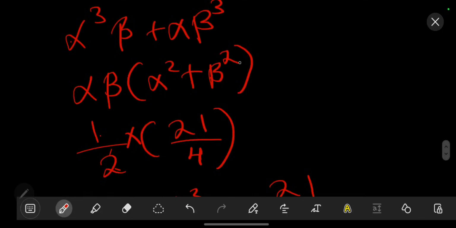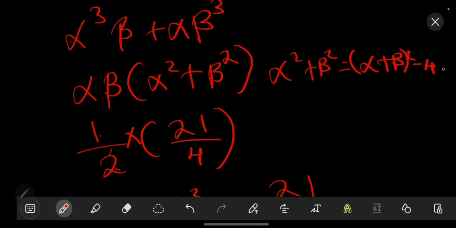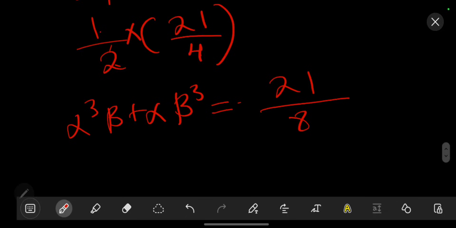If you don't have this, you have to manually find it by using the identity alpha plus beta squared minus 4 alpha beta. So you should be practicing not 4 but 2 alpha beta. You should be practicing while you are watching the video, so that the more you practice, the more it will become a part of you. Let's move on.